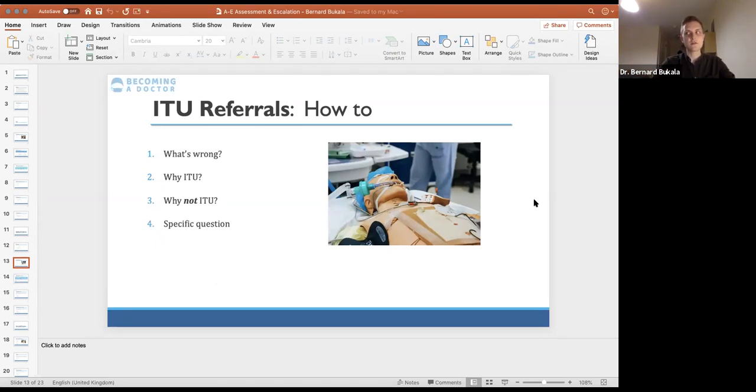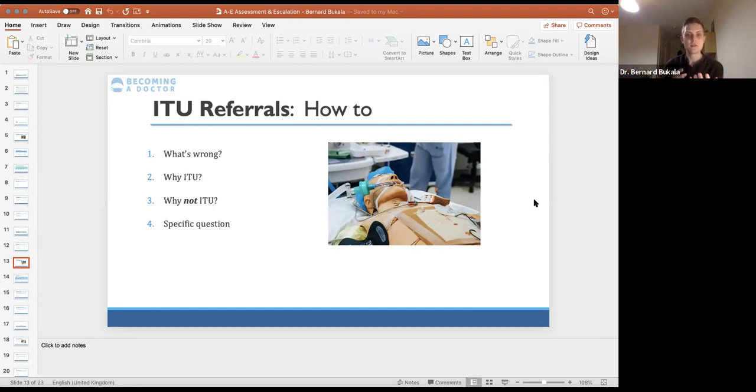That's the thing that often confuses people and people often don't get quite right. So when you are referring a patient to ITU, I would say there are 4 things to keep in mind and tell them. The first thing is, what is wrong with the patient? Obviously, you need to communicate that and you need to have a summary of the issue, or at least as much of a summary as you know. If you don't know what's wrong with the patient, but you know why you are worried about them, then you need to say that.